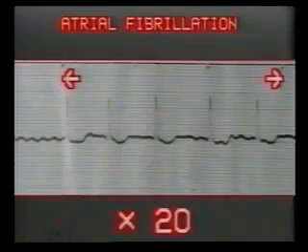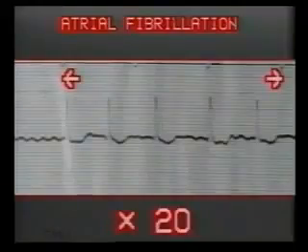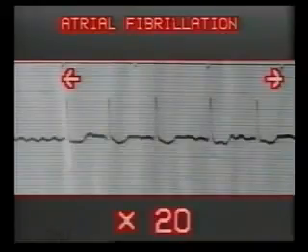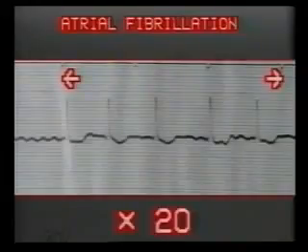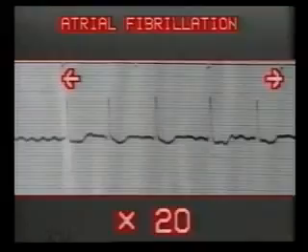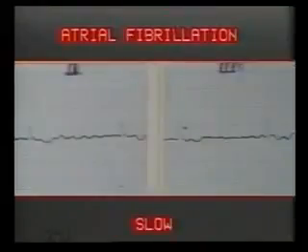We have already learnt how to calculate the rate in atrial fibrillation. Measure the number of R waves in 15 large squares and multiply the number by 20. Here the rate is 5 into 20, that is approximately 100 per minute. In this ECG, the rate of QRS complexes is reduced after treatment with digitalis, but they occur at irregular intervals and fine fibrillation waves are seen. This is termed slow atrial fibrillation, an effect of digitalis treatment.